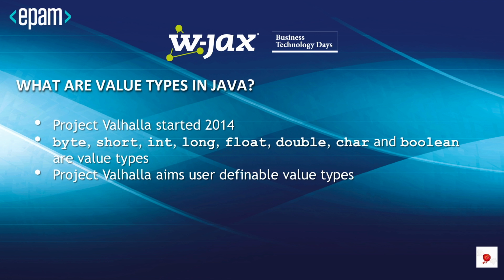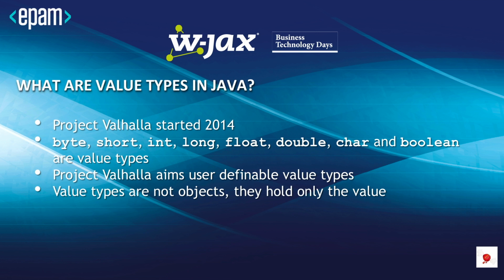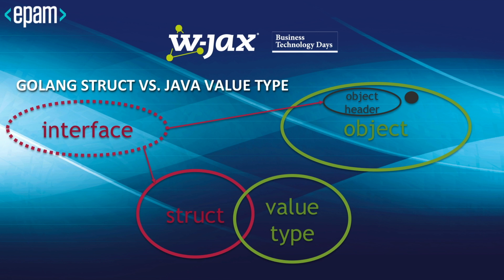But Project Valhalla aims that we could have user-defined value types. For example, something that has 2 doubles in it, and we can call it complex. And the aim is that they will hold the value, and they are not objects. And they don't hold a reference, the variables will hold the value and not a reference to something. So if I compare Golang structs and Java value types, then I can say that objects have an object header, interfaces in Golang have something like an object header and the struct, the value, and Java will have something very similar to a Go struct, which is a value type.